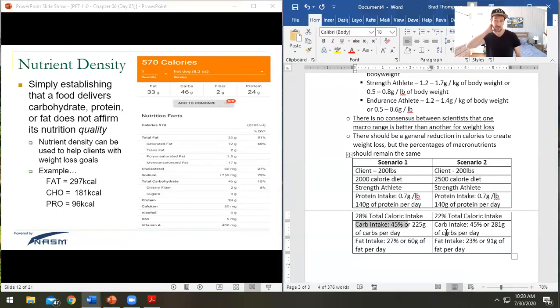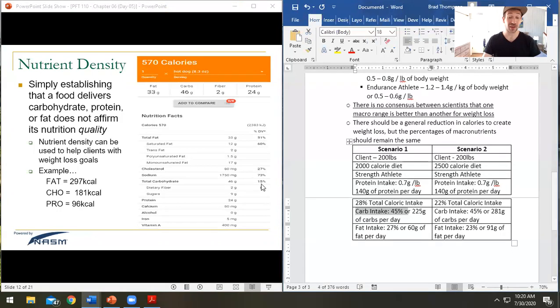You want to remember what these macros are for. That's what's important. So simply establishing that a food delivers carb, protein, and fat does not affirm its nutrition quality, right? If you look at this food right here, this is a hot dog, which has 570 calories in it, and it's got 2 grams of fiber, 24 grams of protein, 46 grams of carb, 33 grams of fat, 12 grams of saturated fat. Oh, that's bad. And 2 grams of trans fat. Oh, this hot dog is the devil. For the record, 17 grams of monounsaturated fat. That's not bad. That's actually very good for you. And 80 milligrams of cholesterol. Jesus Christ. This is a heart attack in a bun.